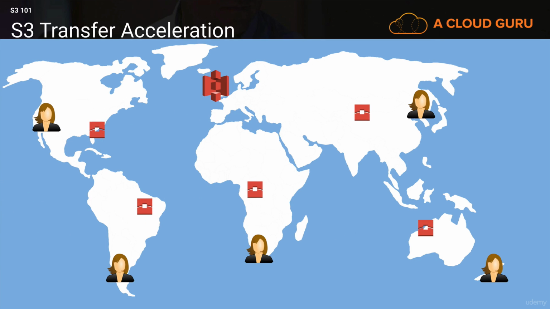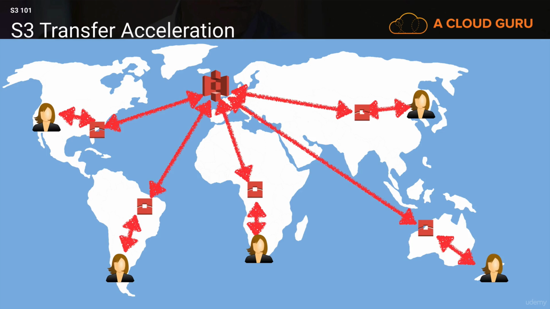So instead of the users uploading directly to the bucket, what they're actually doing is uploading to our edge locations. Our edge locations are much, much closer to the user. And then we have much more superior networking between our edge locations and our AWS region in London. So you can actually accelerate the upload speed of your files.